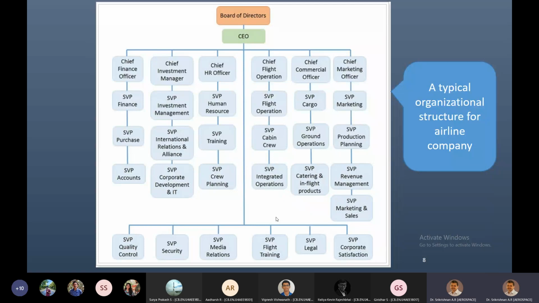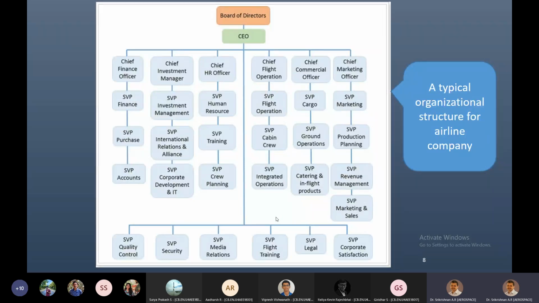For relatively lower volumes of revenue, marketing and sales may be under the same division, or you can alternately have a separate sales department as well. So these are typical divisions that you can expect to see in any organizational structure of airlines. And in this, you can also see that at the lowest level, which is shown here, senior vice president supervising quality control, one for security, media relations, flight training, legal aspects, corporate satisfaction, etc.